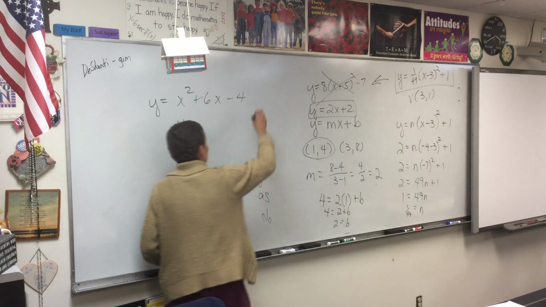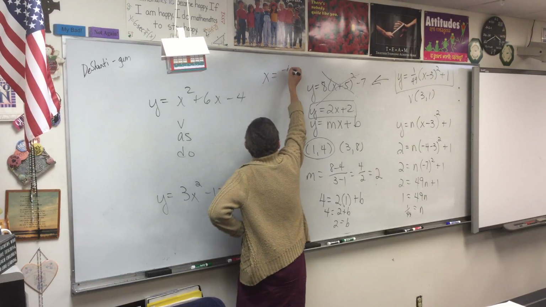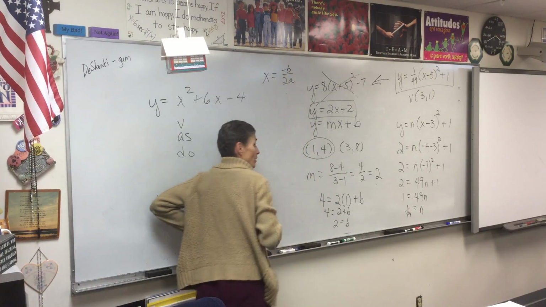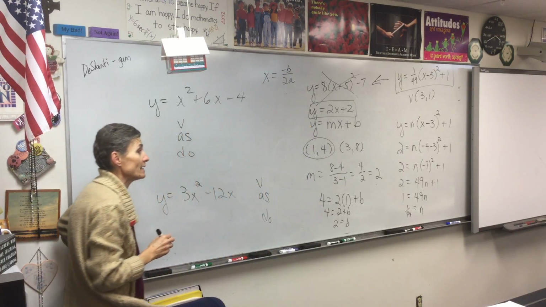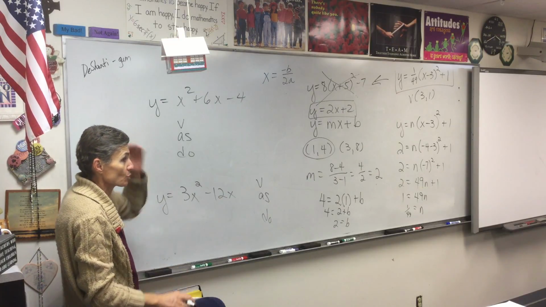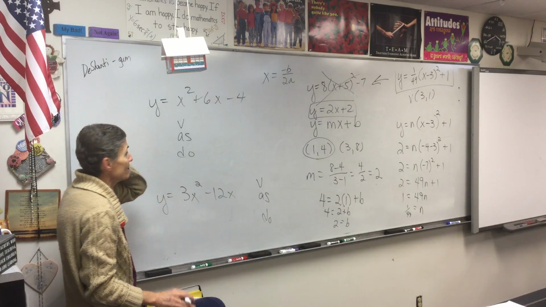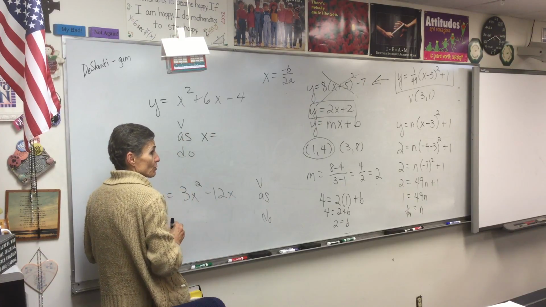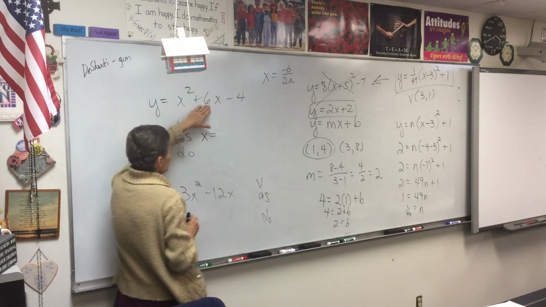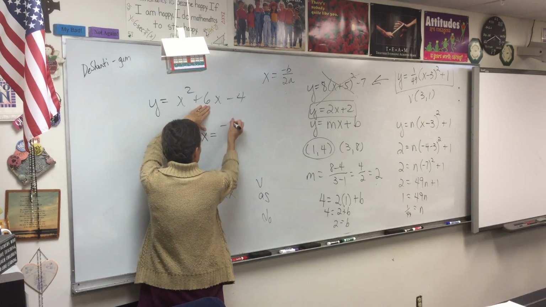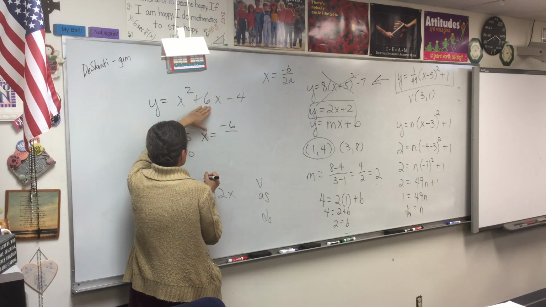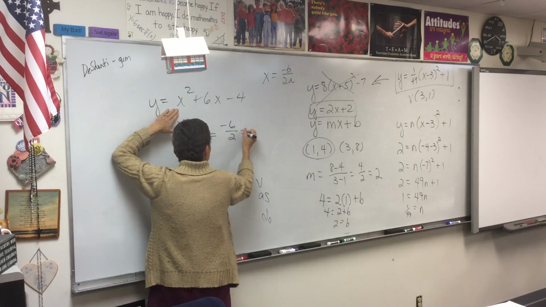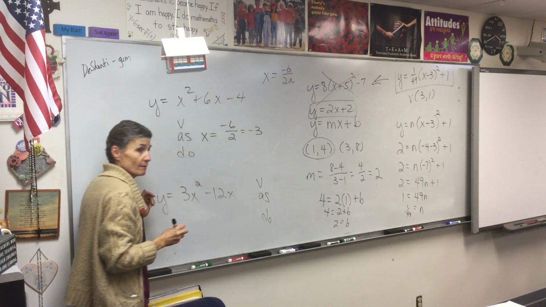Negative b over 2a. This gives me my axis of symmetry straight out. I don't have to do any work. I don't have to do that completing the square stuff. It's negative b over 2a. That's my axis of symmetry. So what would it be for this problem? Negative b over 2a. Did you get x equals -3?